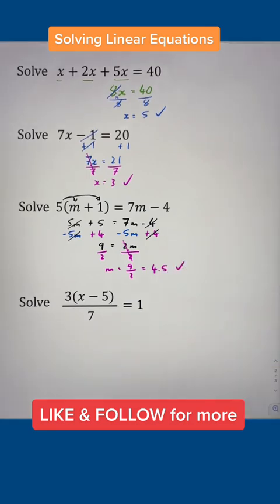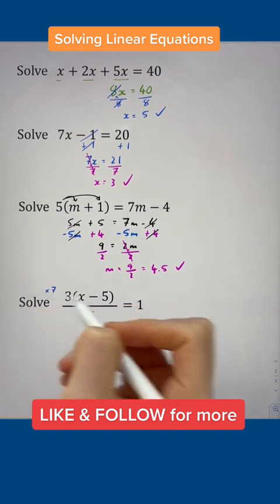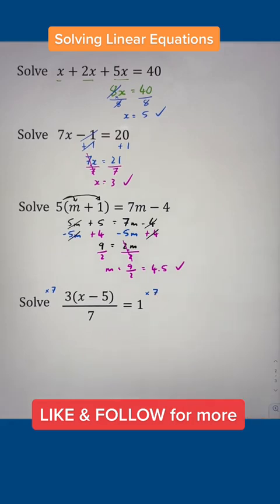For question 4, again I'm asked to solve. I want to work out the numerical value in this case for the letter x. As I've got 3, in brackets x minus 5, divided by 7 equals 1, I can start by eliminating divide by 7 by doing the inverse, and that's to multiply both sides of the equation by 7. Times by 7 and divide by 7 are inverses.